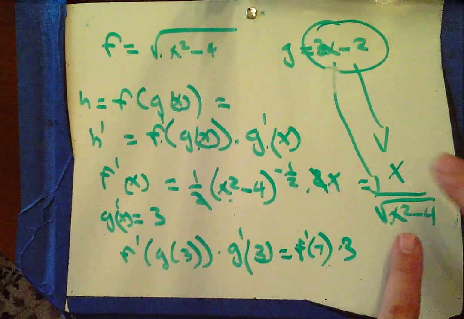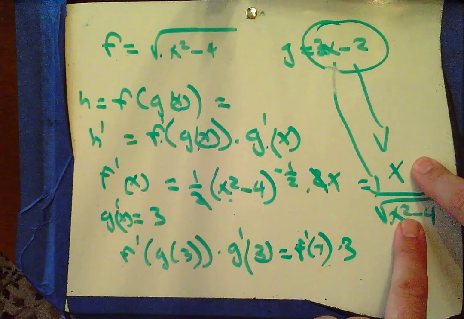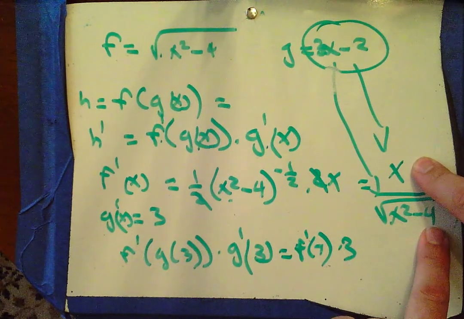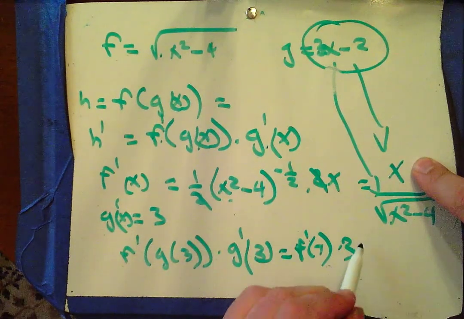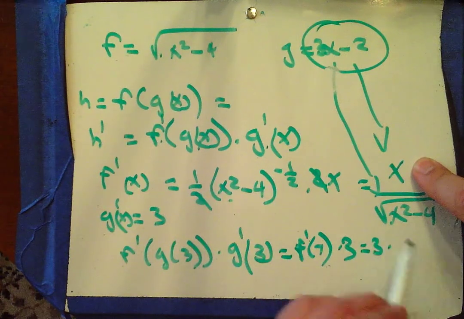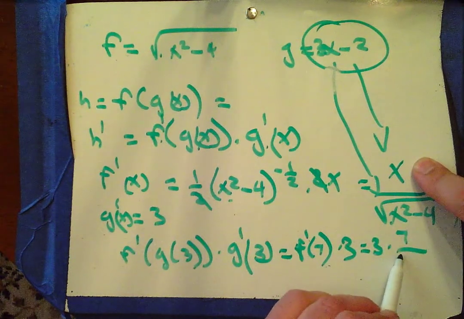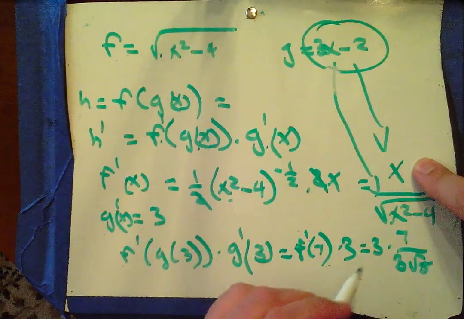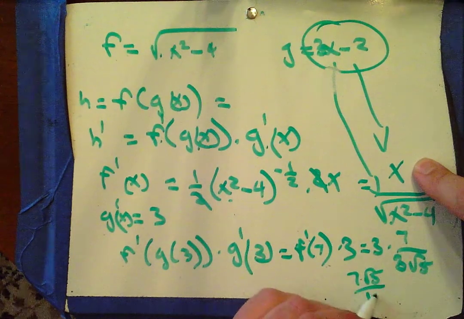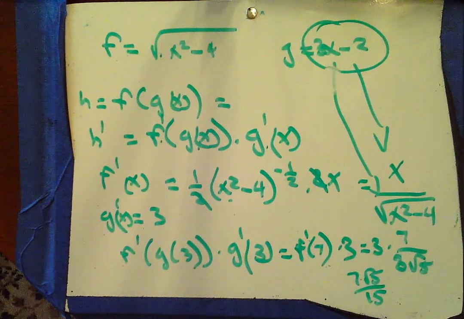F prime of 7, here's f prime. 7 squared is 49. 49 minus 4 is 45. And so I end up with 3 times 7 over square root of 45, which is 9 times 5, 3 root 5. And so 7 root 5 over 15. 7 root 5 over 15 isn't one of my answers, and I feel sad, and now I have to go find my mistake. Okay, that's what happens when you go fast. Luckily, it's multiple choice, and so my answer has to be there somewhere.